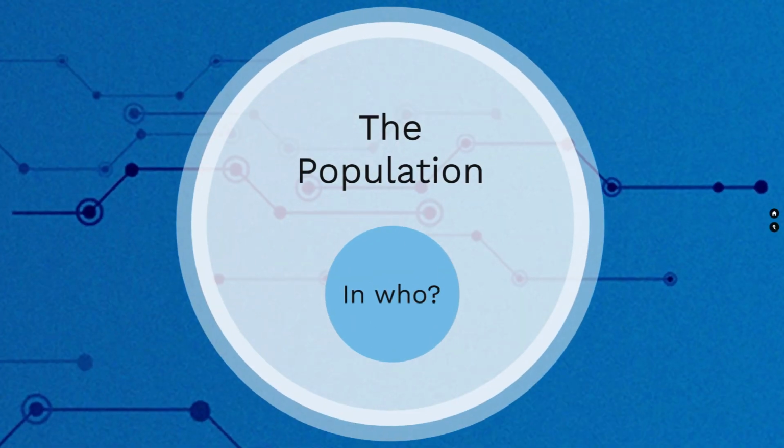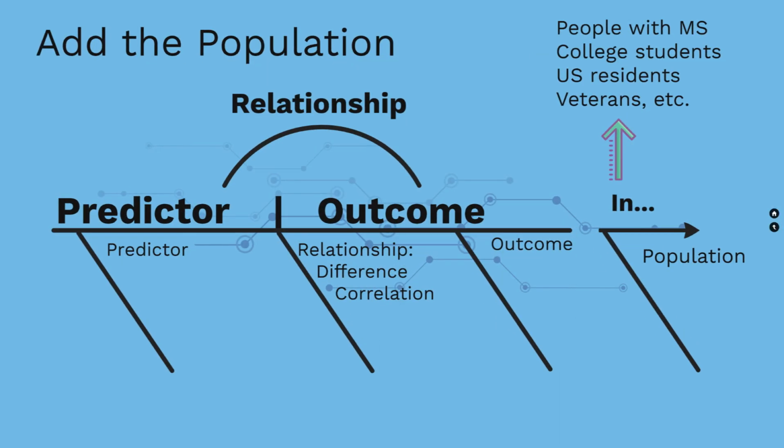It's incredibly important to remember when you are reporting statistical results to report who this will matter to. So not every study applies to every group of people. So add the population to your question. So you have your predictor, your outcome, the relationship you're looking to address, and who or in whom is this data going to be applicable to?